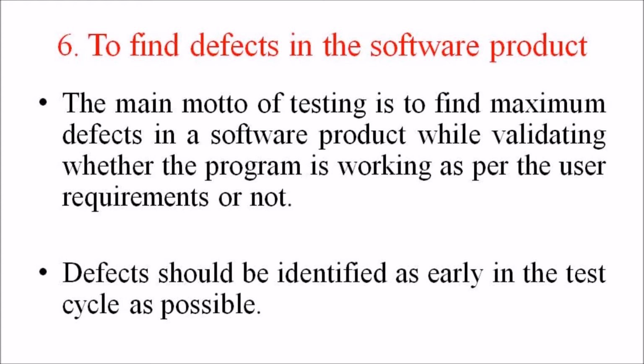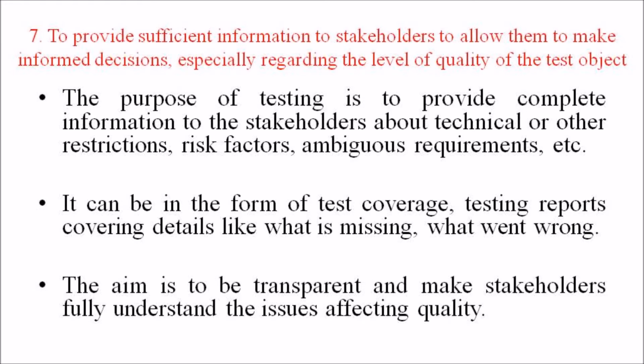And the seventh point is to provide sufficient information to the stakeholder to allow them to make informed decisions, especially regarding the level of quality of the test object. The purpose of testing is to provide complete information to the stakeholder about technical or other restrictions, risk factors, ambiguous requirements, etc. It can be in the form of test coverage or a test report covering all details, like what is missing, what went wrong. The aim is to be transparent and make the stakeholder fully understand the issues affecting the quality.